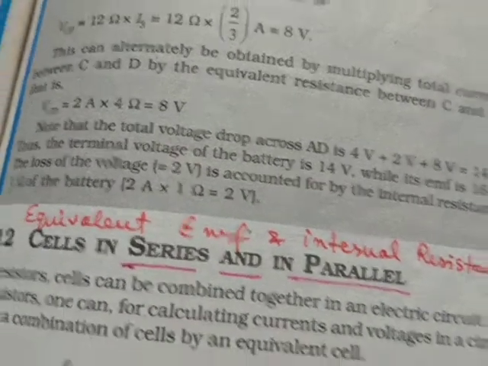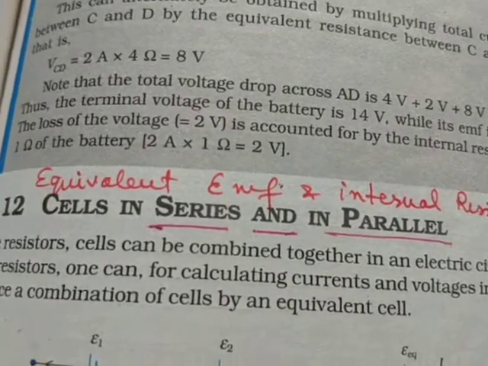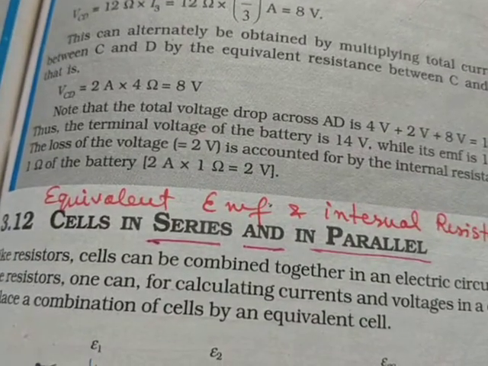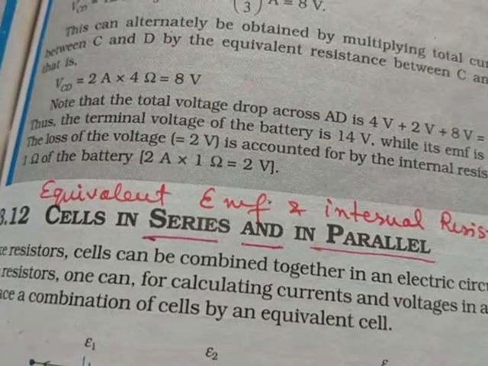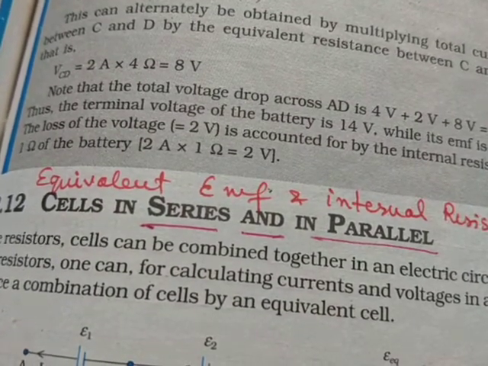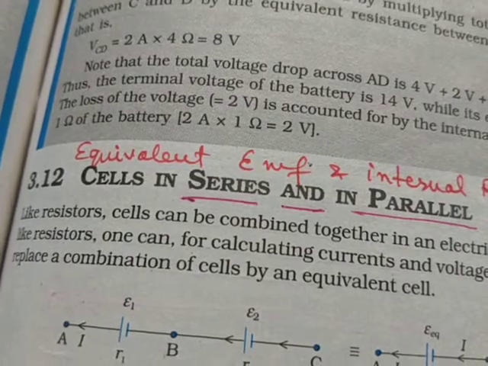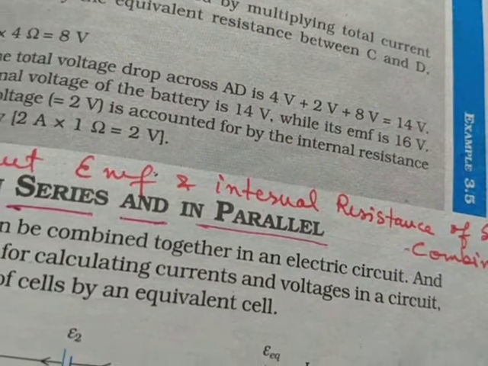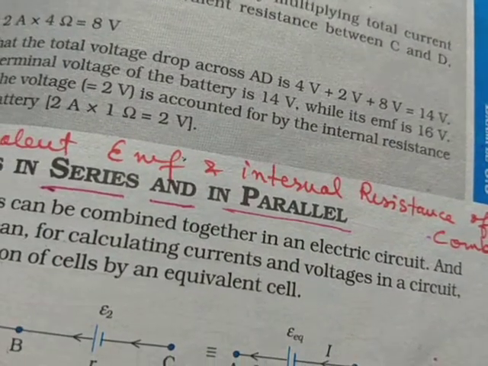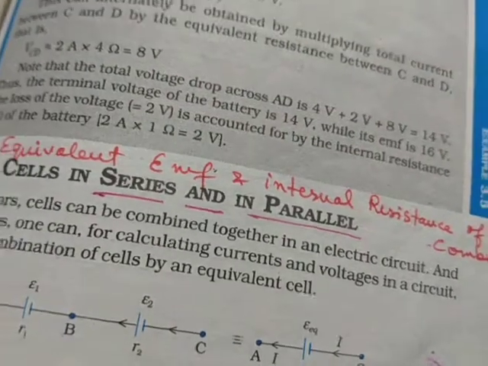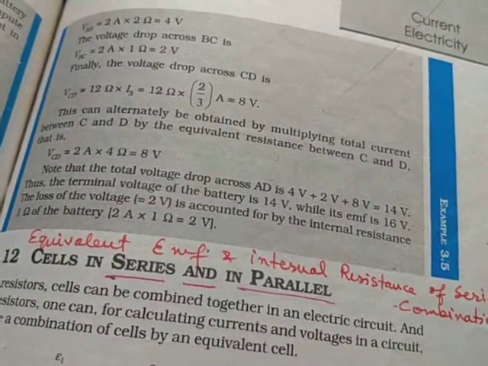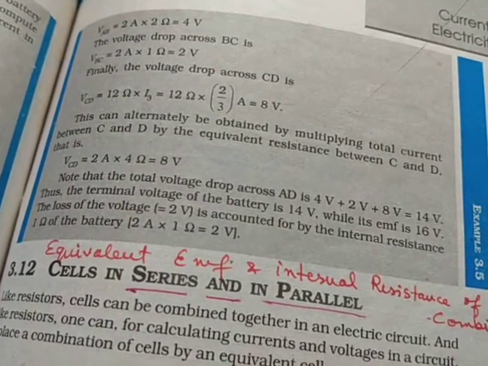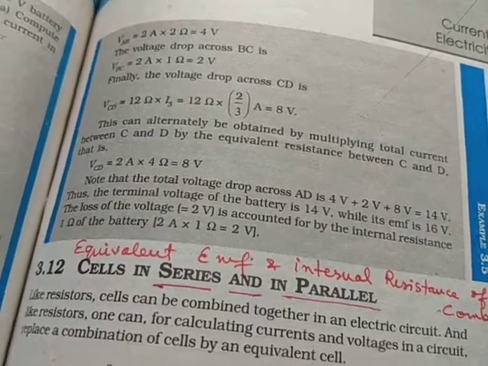But what has happened to the remaining 2 volt of the battery? This is accounted for by the potential drop due to the internal resistance within the cell. You see, the internal resistance of the battery is 1 ohm, and that multiplied by 2 ampere becomes 2 volts. So the total 16 volt of the cell is now accounted for. 14 volt is dropped outside the cell, so when we measure the potential difference across the terminals of the cell, we get a 14 volt reading, whereas the 2 volt potential drop is taking place inside the cell.